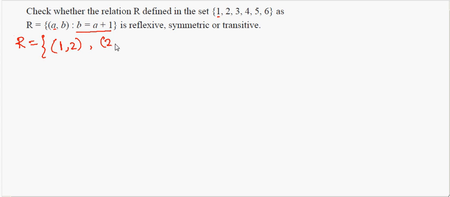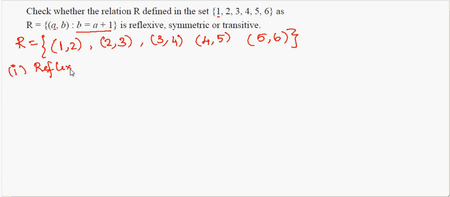Second, if I take a as 2, then b should be a plus 1, that is 3. If a is 3, then 4 will be b. If a is 4, 5 will be b. If a is 5, b will be equal to 6. We can only write till so much. It satisfies the given condition and belongs to set A. Now let's check one by one for the given properties. Reflexive. As you can see in the ordered pairs, none of the numbers is related to itself. So I can say the given relation R is not reflexive, because you cannot find any of the ordered pairs as 1, 1, 2, 2 or 3, 3.